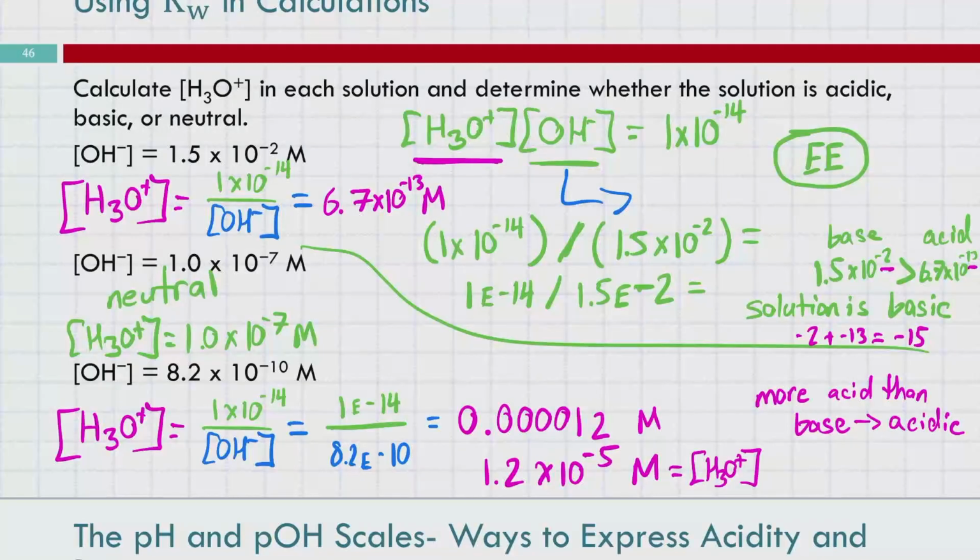10 to the minus 7 plus 10 to the minus 7: minus 14. Perfect. Our later example, 10 to the minus 10, 10 to the minus 5: minus 10 minus 5 is minus 15. We're plus or minus 1 of our 10 to the minus 14. That means we probably didn't screw up, at least not too horribly. So that's a way that you can check it.